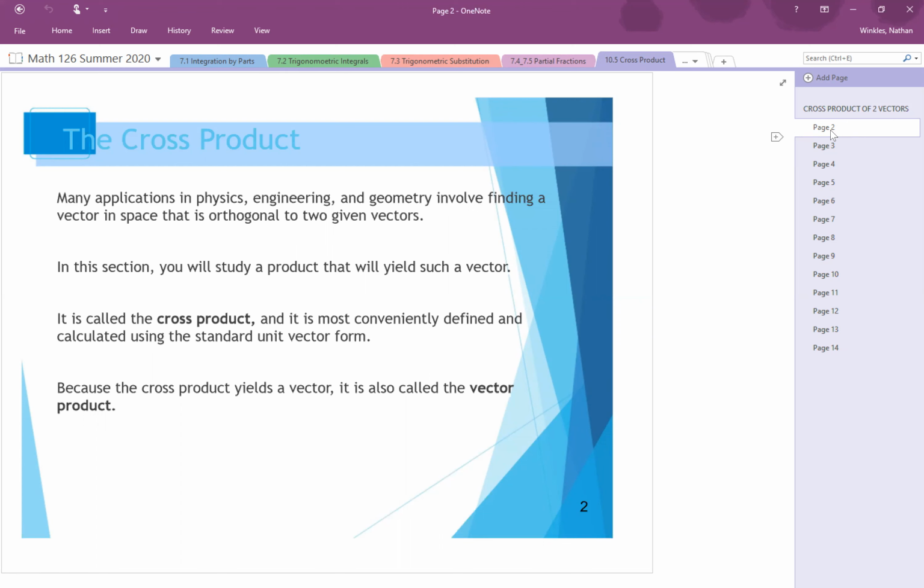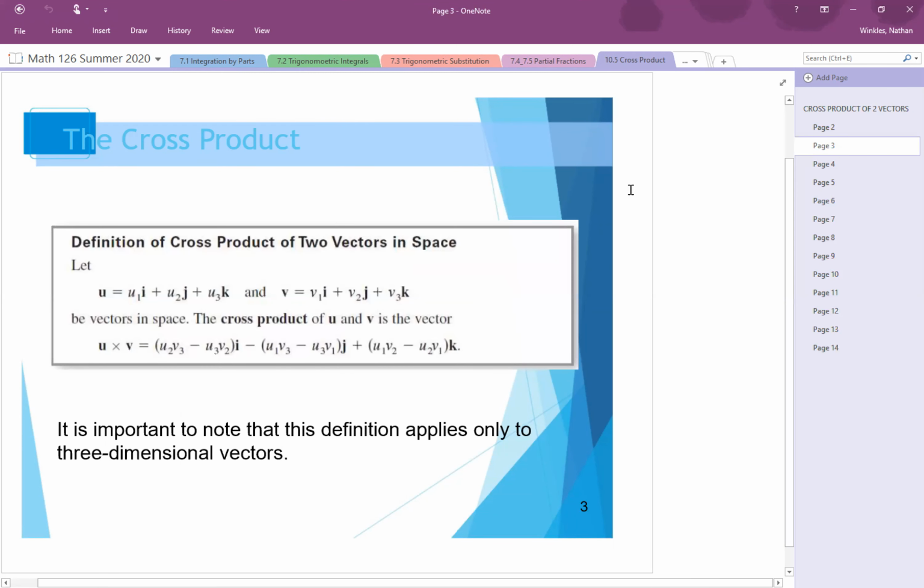It is called the cross product, and it is most commonly defined and calculated using the standard unit vector form. Because the cross product yields a vector, it is also called a vector product. So cross product, vector product, they pretty much mean the same thing in essence. So the definition of a cross product of two vectors in space.